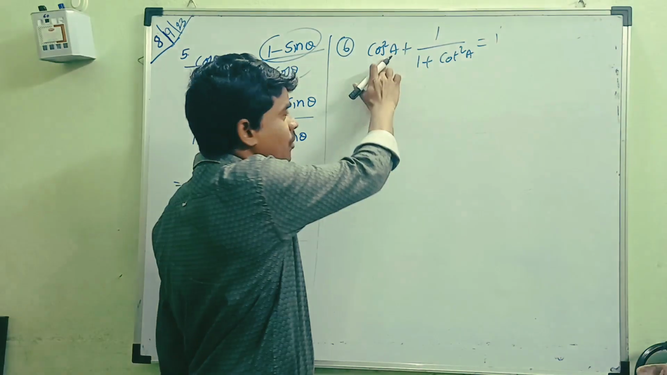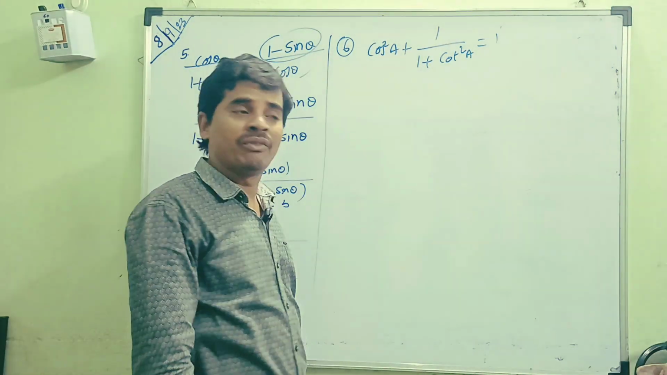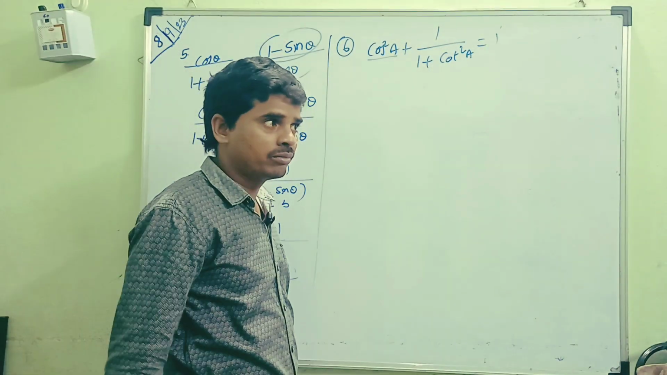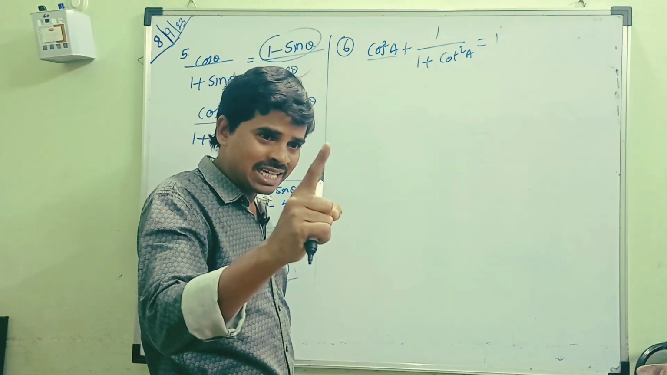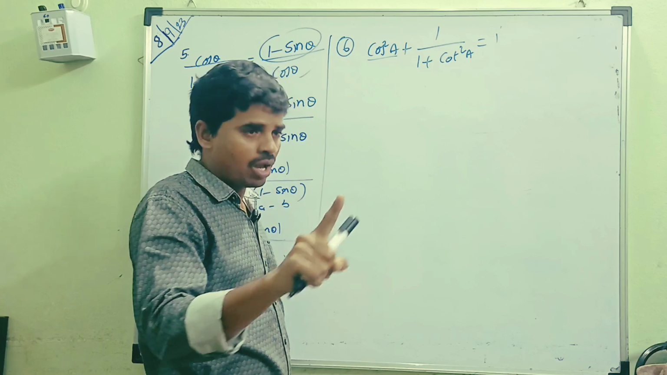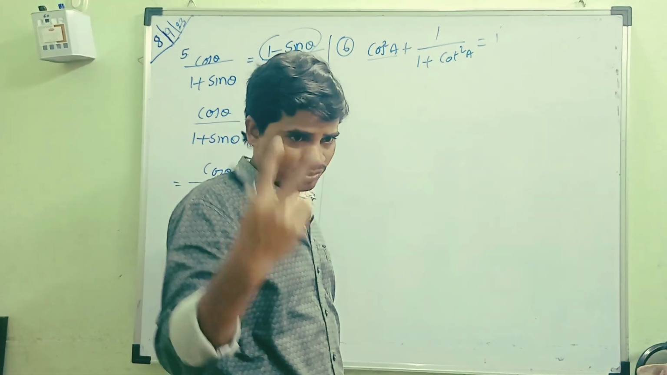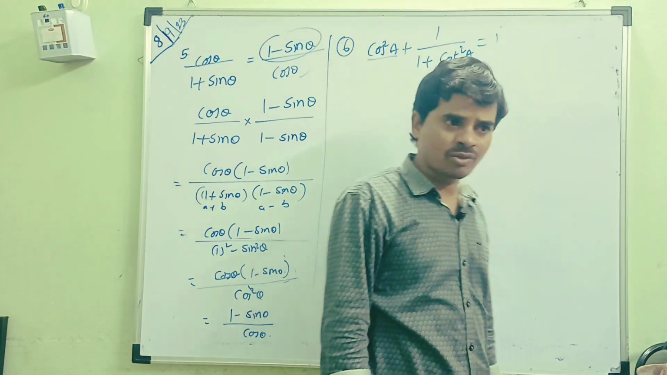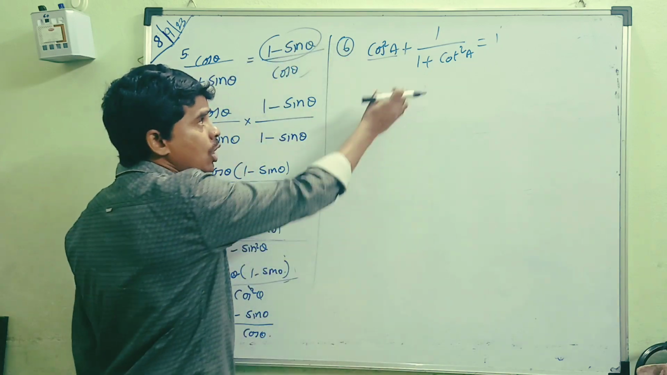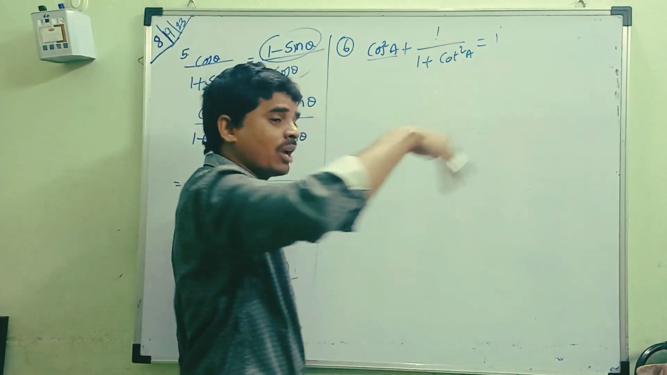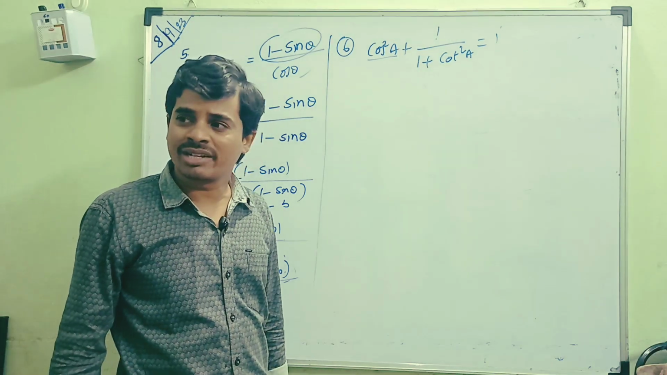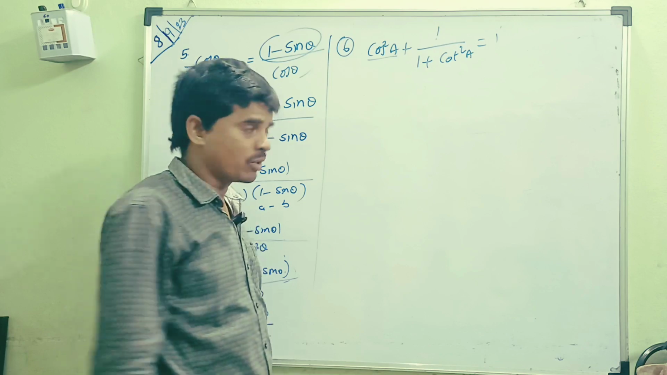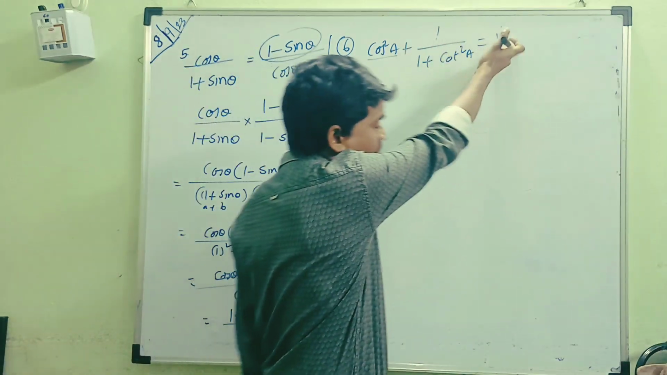It should be like that. Cos square we can convert into 1 minus sin square, or we can convert into 1 by secant square. These are the 2 chances to convert cos square. 1 plus cot square, what can we write? Cosecant square. So 1 by cosecant square, what can I write again? Sin square. So cos square plus sin square is equal to 1 again.